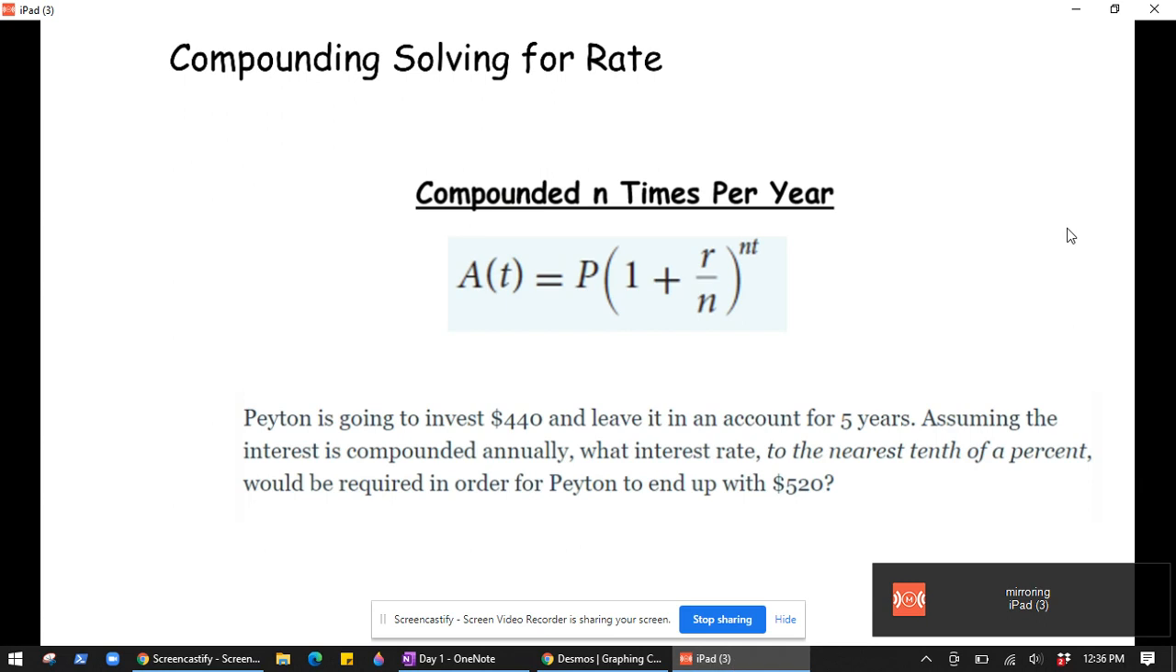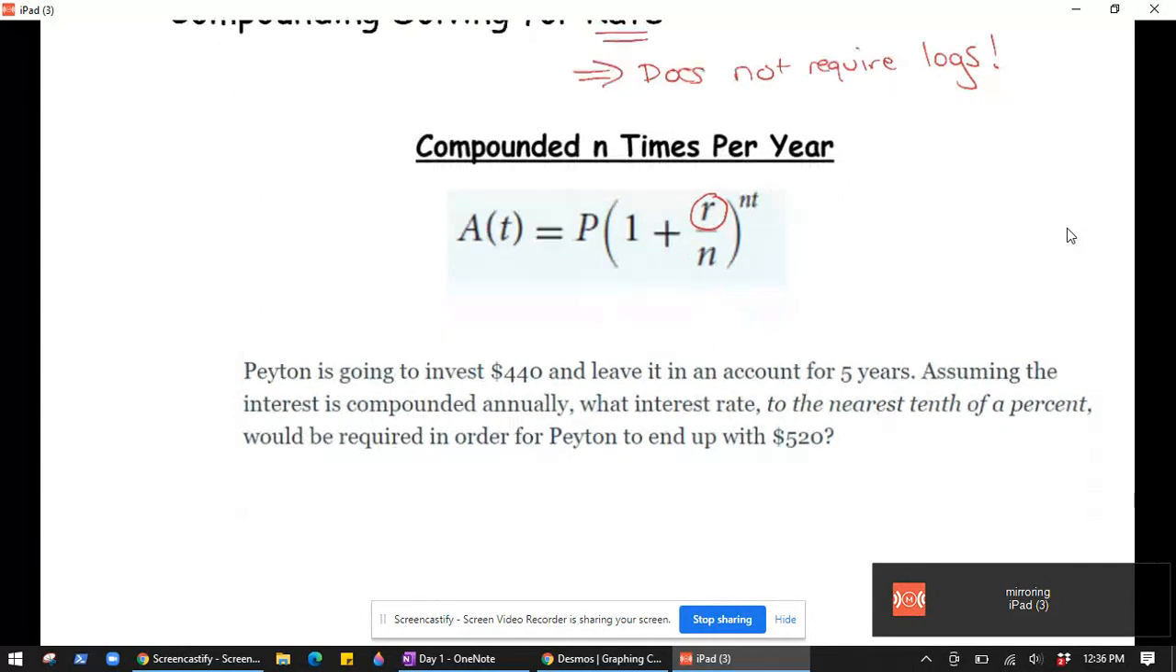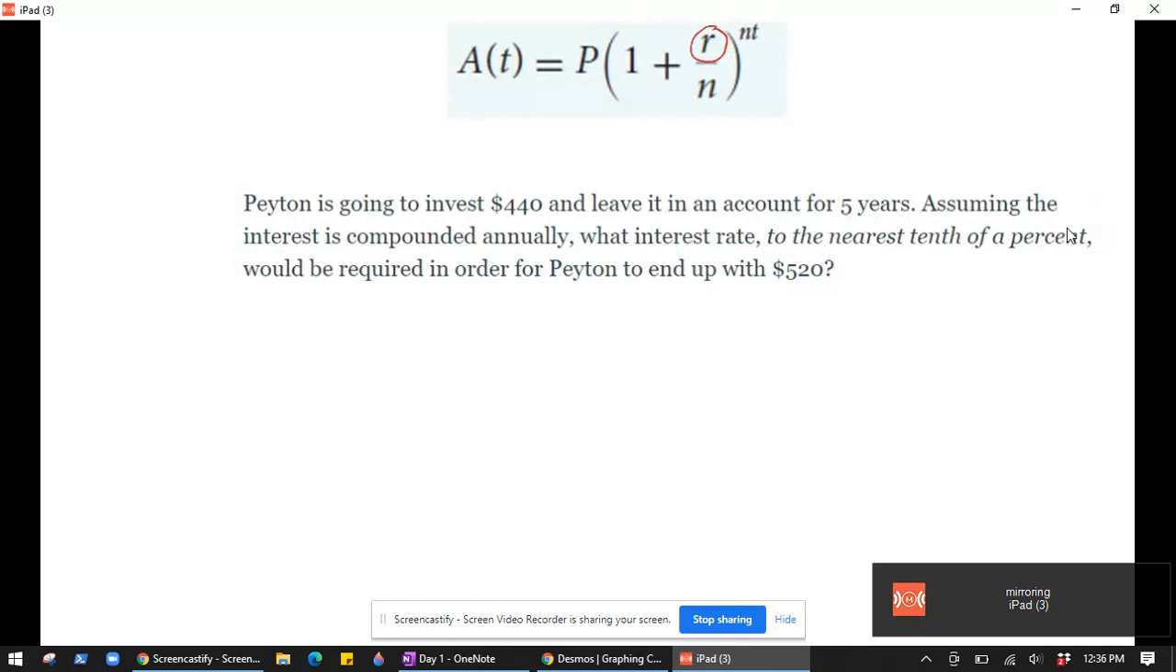In this video, we are going to do a couple examples of analyzing compound interest problems in which we're going to be solving for the rate. Okay, the interest rate is r. The first thing I want to point out is that this does not require logarithms. So in this video, we won't need logarithms. You'll see what I mean, but the short way to see that is that r is not in the exponent. You only need logs when the variable is in the exponent. So let's take a look at this problem and see if we can get a good answer here.